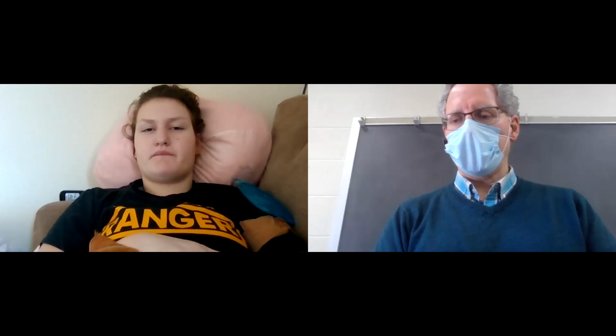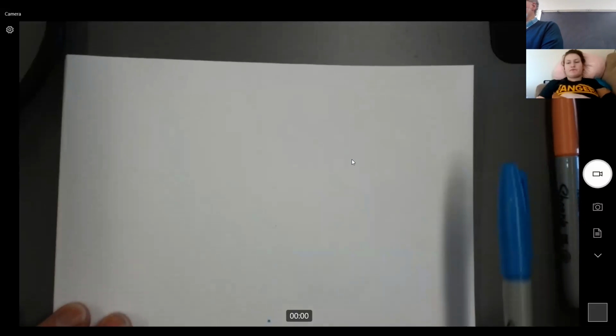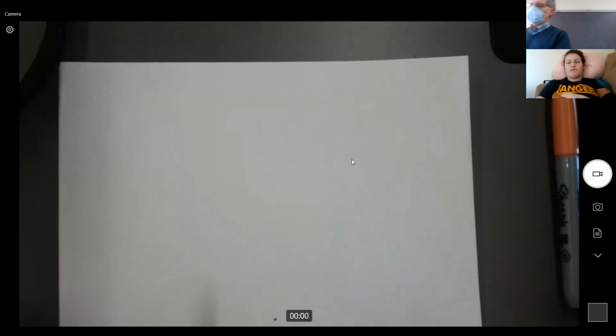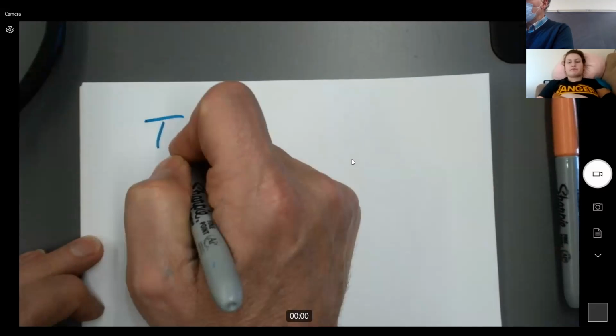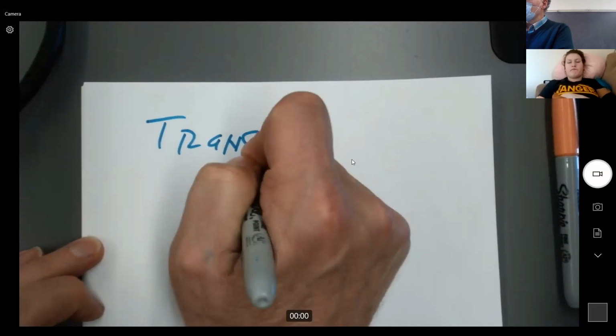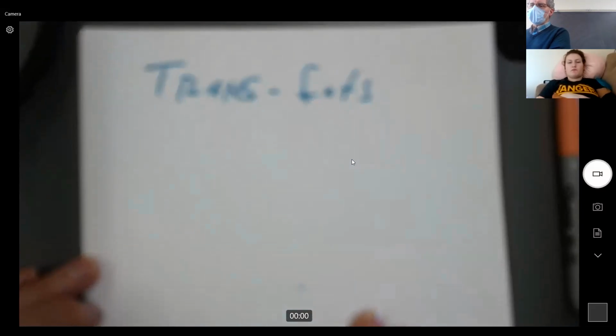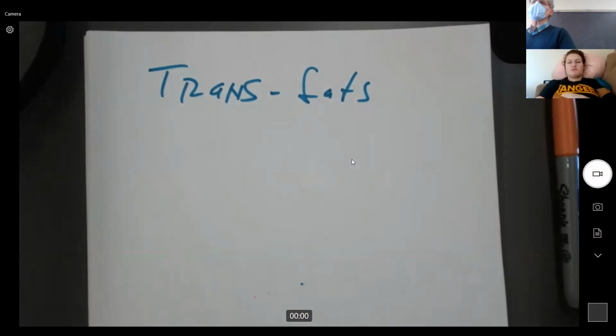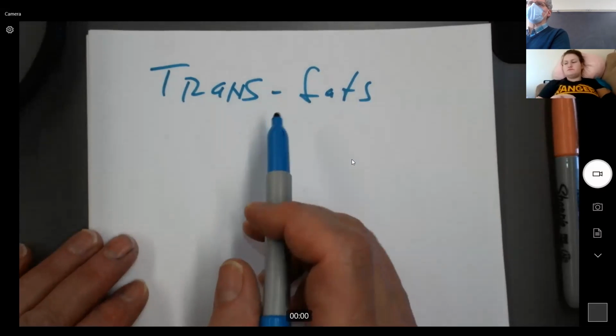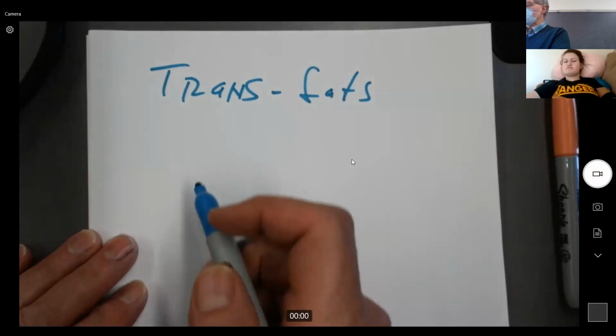Go back to the blackboard here. One of the big concerns in dietary science these days are these things called trans fats. So where do trans fats come from? Your textbook has a really good explanation about the origin of trans fats, which I highly recommend that you read. But Reader's Digest version, essentially.